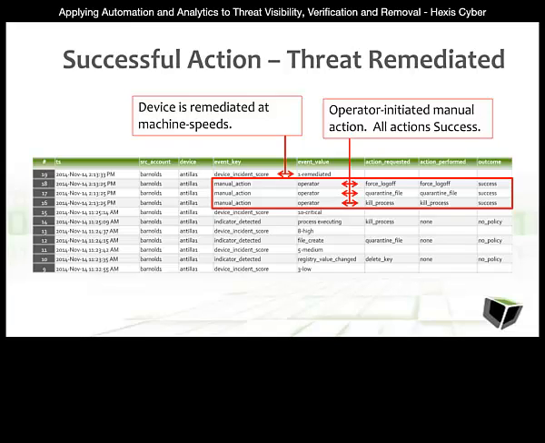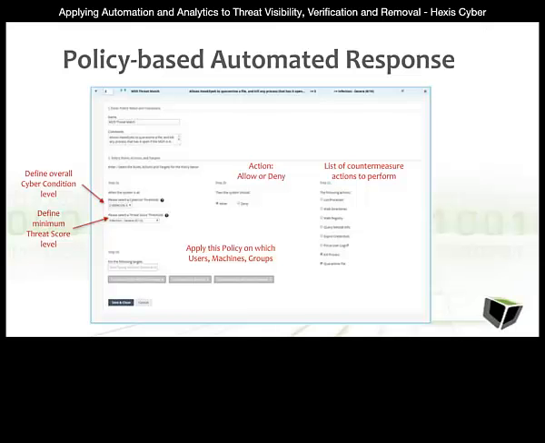But at the end of the day, the only way to keep up with the bad guys, they're using automation. They're using botnets. They're using exploit kits to infect and reinfect and target your organization. The only way to keep up is with automation. And we give you those controls. We give you those policy-based automation controls to respond based on your environment.